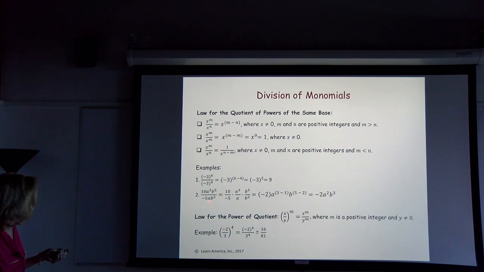A to the third divided by a. Numerator has a larger exponent, so it's 3 minus 1, leaving me with a to the second. B to the fifth divided by b squared. Again, the 5 is larger, so it becomes b to the third. Okay? And similar to the multiplication, if I have a fraction x over y raised to the m power, that exponent will affect both the numerator and the denominator.